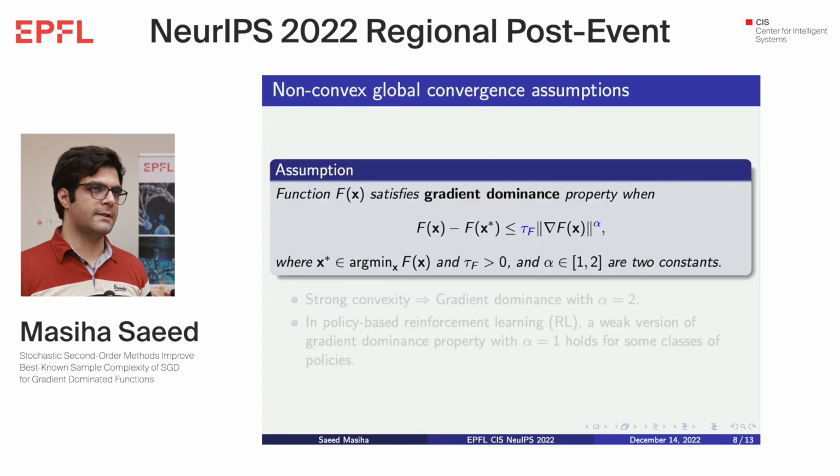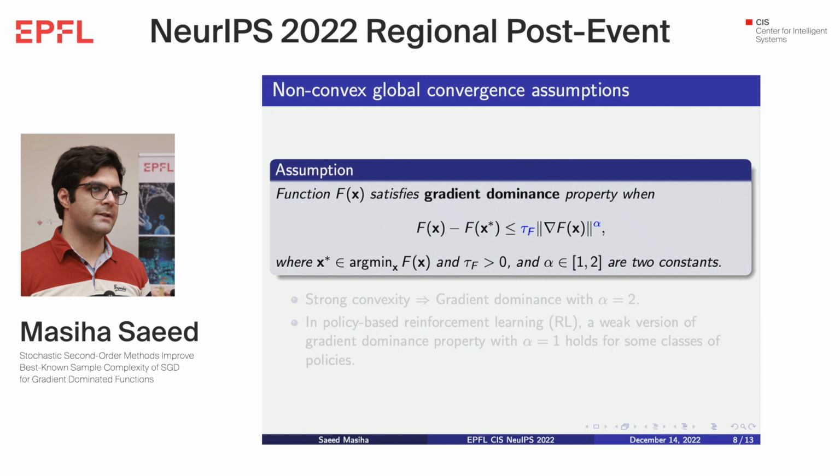In order to converge to epsilon global optimum, we need some extra assumption besides some regularity assumption for our objective functions. And here's one of the assumptions that we use in our work. This is called gradient dominance. The gradient dominance assumption makes sure that all of the local minima of the function are actually global minima of the function. And this definition relies on two constants, tau_f and alpha.